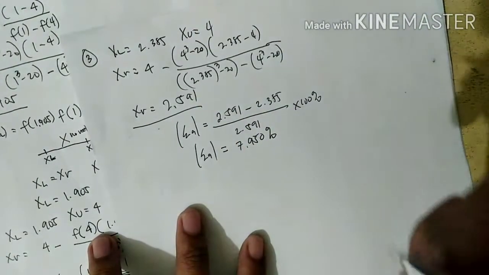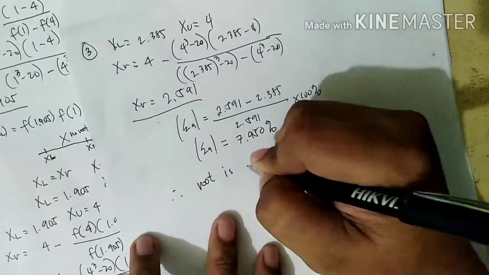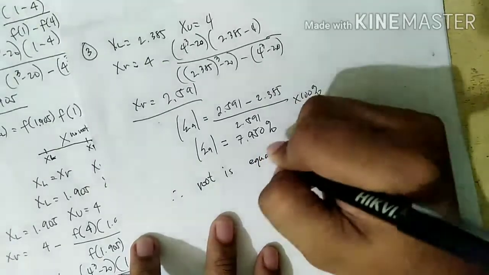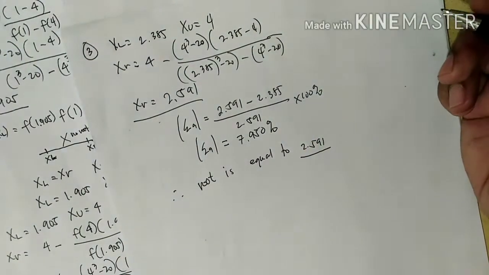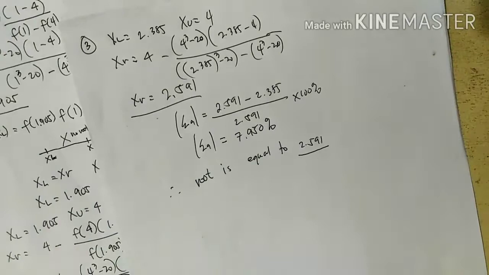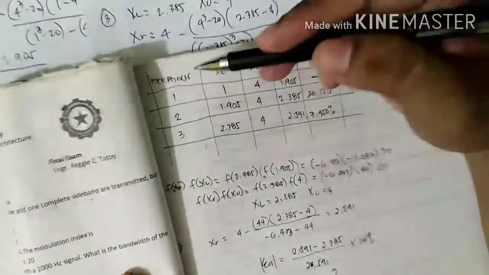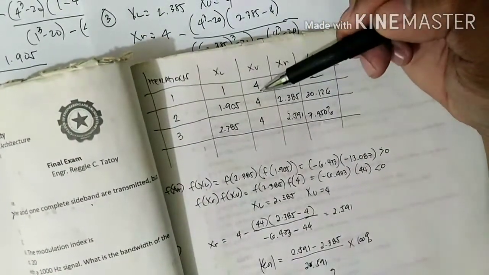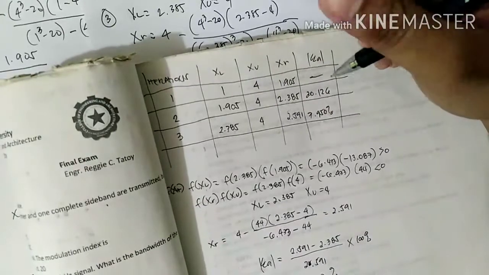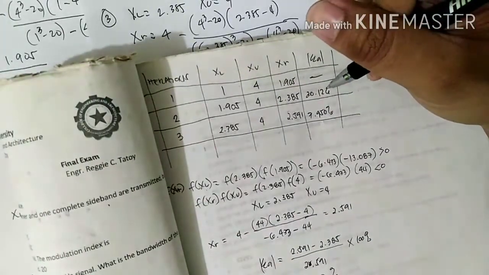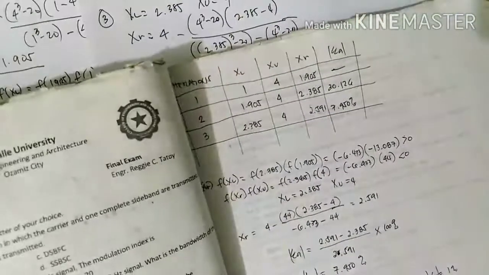Since we conduct only 3 iterations, our root is equal to 2.591. If you plot this using the iteration table, in the first iteration xl is 1 and xu is 4. Then you have 1.905, and as you can see, the relative error at the second iteration is 20%, then it drops to 7.95%. Now we compare this to the bisection method.